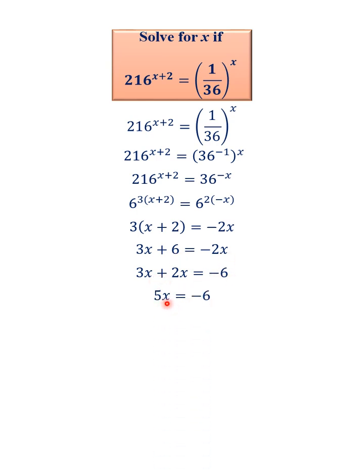To obtain x, we divide both sides by 5, and that gives us x equal to minus 6 all over 5 as the answer. If you don't like your answer in this form of improper fraction, you can take it to decimal equivalent, and that will give us x equals minus 1.2. Any of these options or answers are very, very correct. This is the answer to this question, and I believe you enjoyed this video.